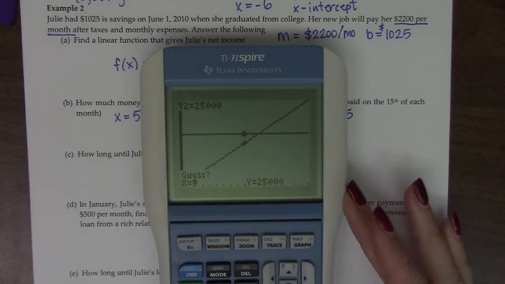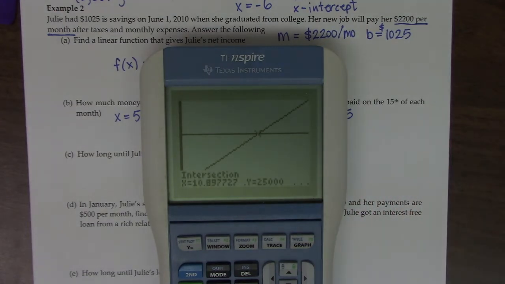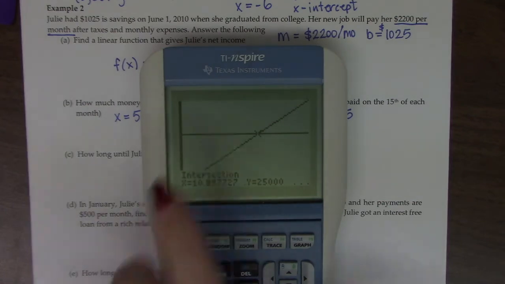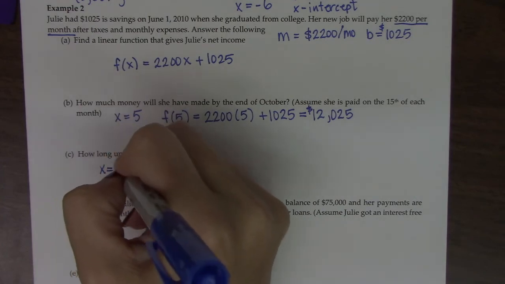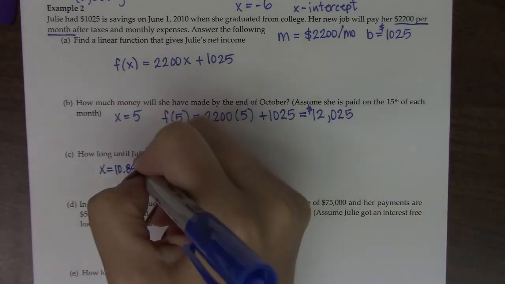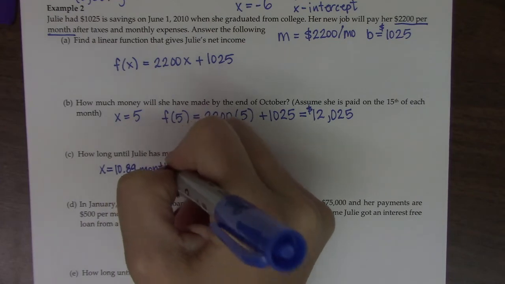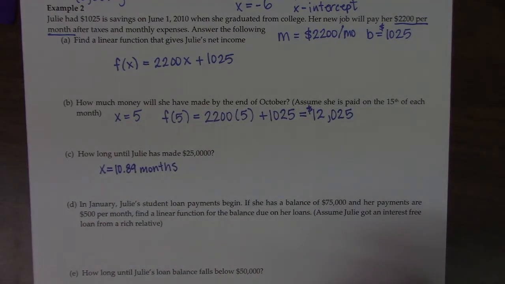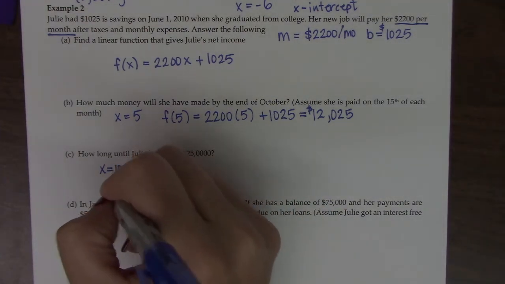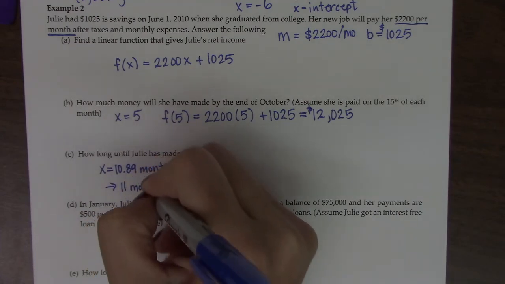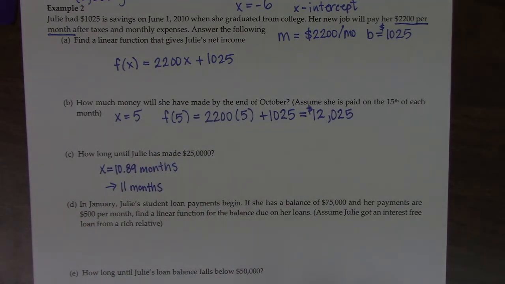So this says 10.89 months. So when x is 10.89 months later, right, we can figure out when this is. So this is going to be into the 11th month because she's paid halfway through the month. So we can see that we're already past the 15th because this is almost to the end of the month. So really, right, we want to look 11 months after she started.